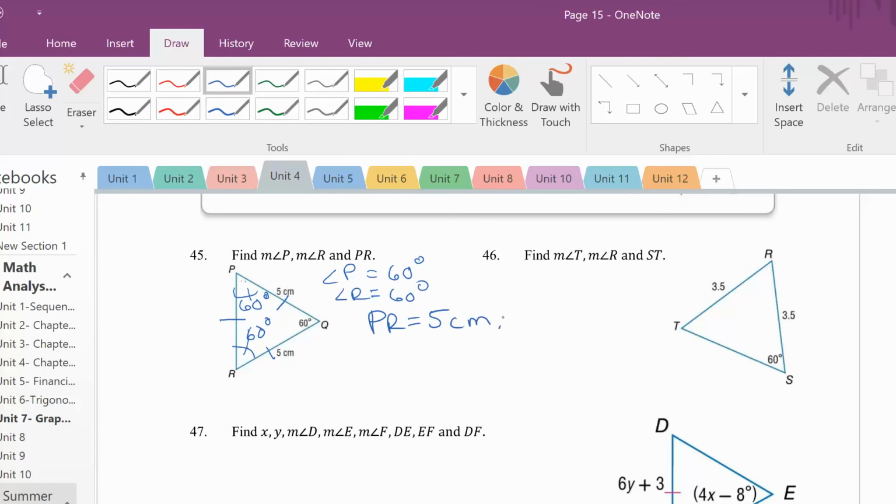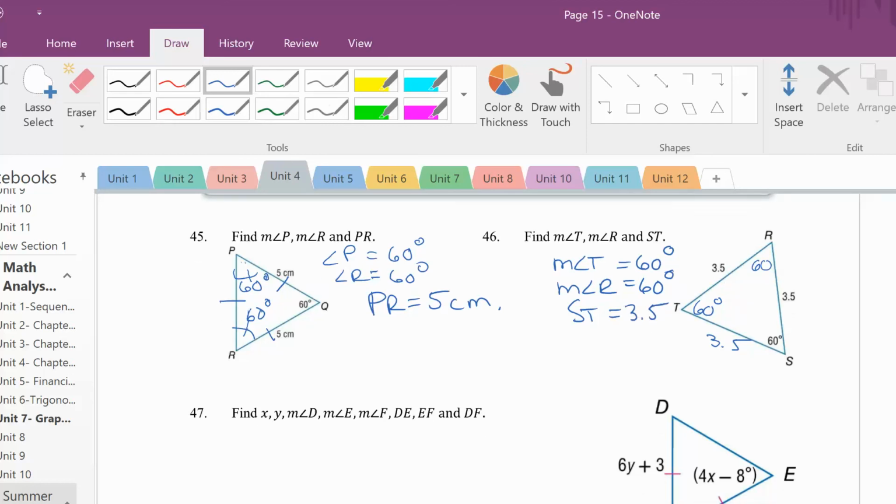Number 6, notice these two sides are congruent, so that means these two angles are congruent. They're 60 and 60, which means that this is also going to be 60, which means it's equilateral, and it's 3.5. So the measure of angle T and the measure of angle R are both 60 degrees. And ST is equal to 3.5.